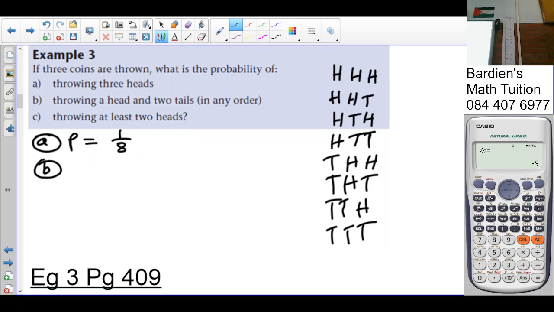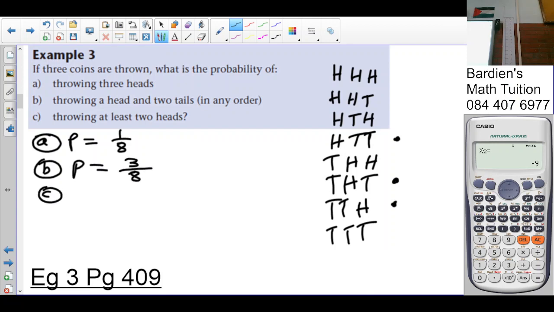B. Throwing a heads and 2 tails in any order. Heads and 2 tails. Can I consider the first one? No. Second one? No. Third one? No. Fourth one? Yes. Fifth one? Yes. Sixth one? Yes. So they're looking for 2 tails and 1 head. Not so. So 2 tails and 1 head will be 3 out of 8.